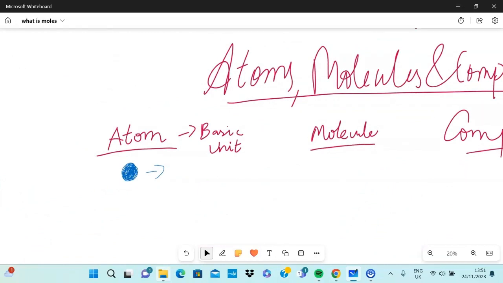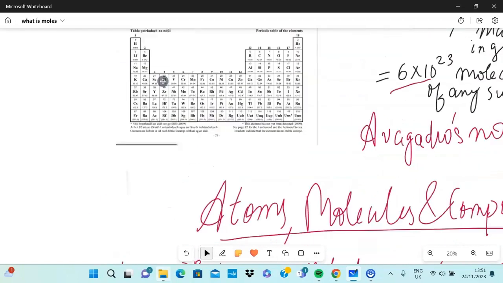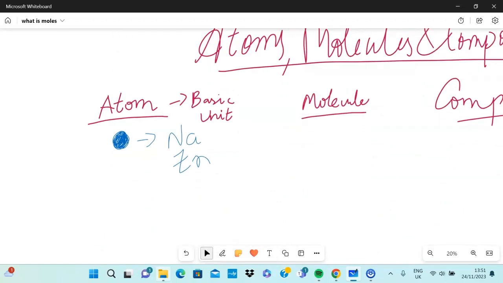Okay, so atom is the most basic unit of anything on this earth. Everything, every element, anything that you see is made up of the most basic unit that is called atom. So usually in most cases your first chapter would be the history of the atom, so revise that first as well. So that is the basic unit. An atom would be anything from the periodic table, sodium, zinc, anything from this thing over here. Okay? Now molecules. Molecules is a bit different.